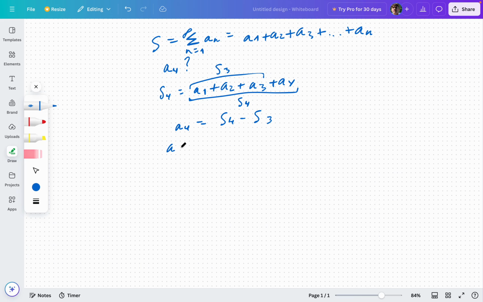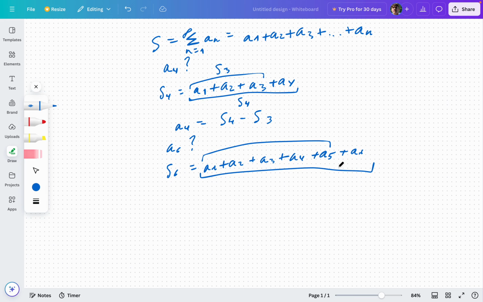Now, what if you were asked to find what a sub 6 is? Well, you would say that S sub 6 is a sub 1 plus a sub 2 plus a sub 3, and then a sub 4, a sub 5, and a sub 6. So you would take the first 6 terms and the first 5 terms. The first six terms is S sub 6, and the first 5 terms is S sub 5. Then therefore you would say that a sub 6 equals S sub 6 minus S sub 5, and you can see the pattern here.